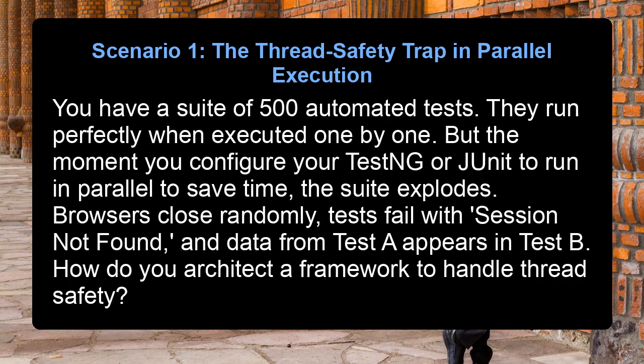Scenario 1. The thread safety trap in parallel execution. You have a suite of 500 automated tests. They run perfectly when executed one by one. But the moment you configure your TestNG or JUnit to run in parallel to save time, the suite explodes. Browsers close randomly, tests fail with session not found, and data from test A appears in test B. How do you architect a framework to handle thread safety?